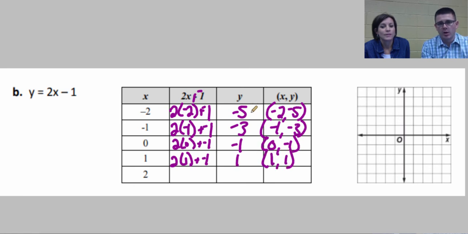And you'll notice that our y values are increasing by 2 each time. So we kind of know what we should expect for our next one. 2 times 2 is 4. Plus a negative 1 is positive 3. 2, 3 is our ordered pair.